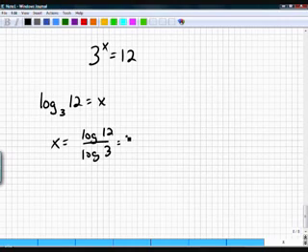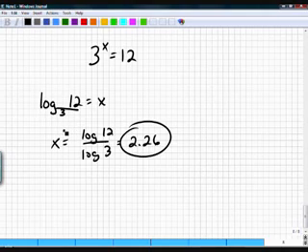Should be between 2 and 3. 2.26. Yeah, base is always on the bottom. Just like it is here. It's the base. There you go. So 3 to the 2.26 power should equal 12, and you can plug that in and check it.